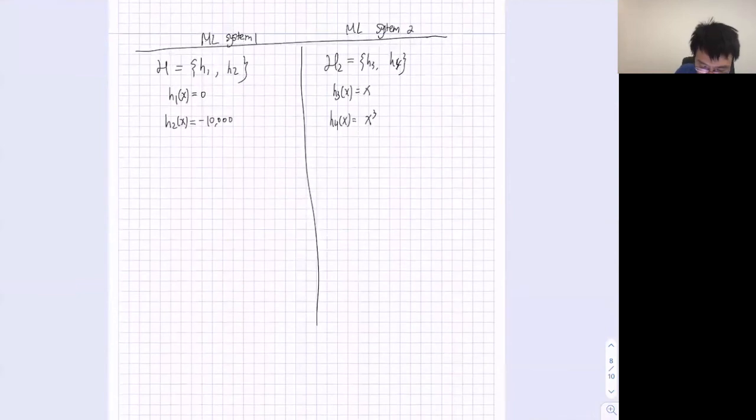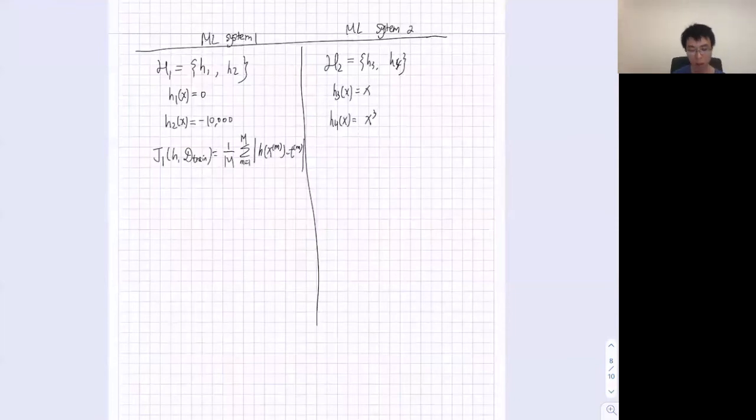So selection criterion, J1, is a function of H and also my training set. So suppose my training set has M samples. I will say, how about I sum over all samples, such that for each sample I'm considering the absolute difference between H of X of m and the target of m, the absolute difference between my prediction and my target. So this is my training criterion for my first machine learning system.